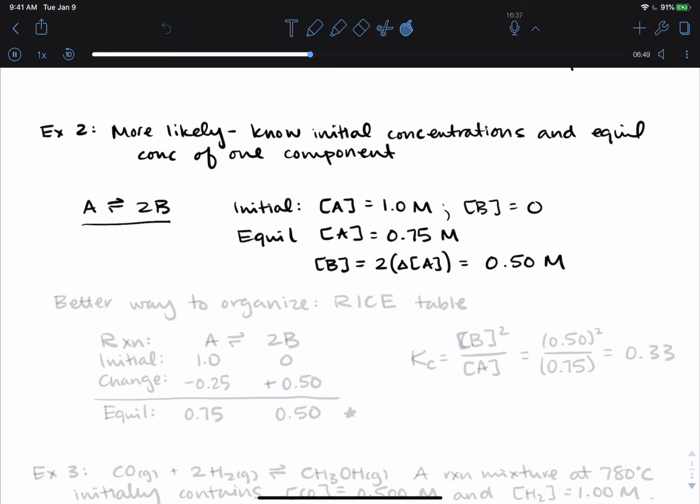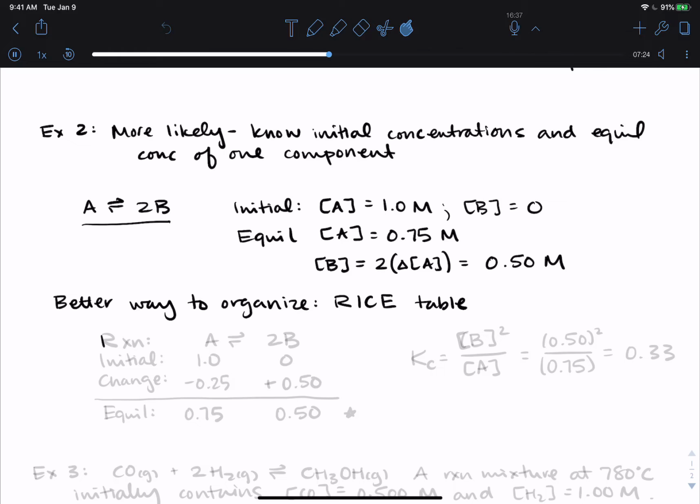Now, great if that all made sense to you, but there's a better way that we can organize this information that you may or may not recognize, and that is in something called an ICE table, or as I have evolved to doing it over the years, a RICE table or a RICE box, and you'll see what all of these letters mean when we get it set up.